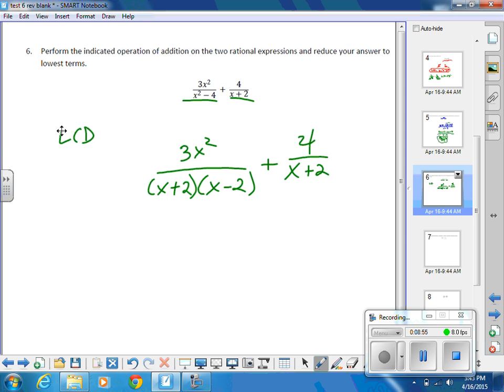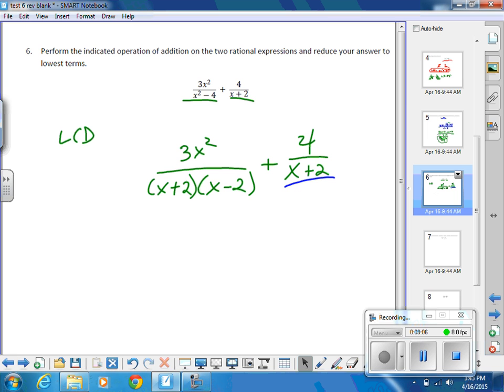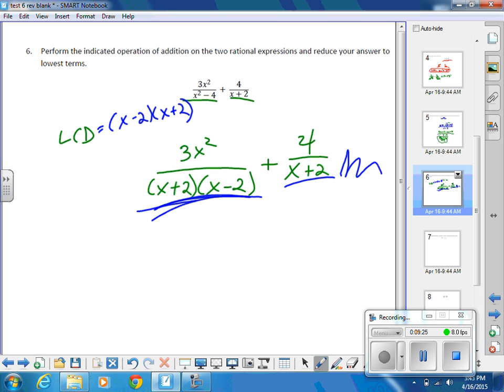Now we notice that this one, just like that previous one, that I showed you, you see how this had x and x squared, we took the bigger one, okay? So I'm looking here, this one has an x plus 2. This one has an x plus 2, but this one is missing the x minus 2. So your LCD is going to be the two of them together, x plus 2 times x minus 2. Now, here's the deal. This already has them both. I don't have to do anything to that fraction. Okay, but I am missing the x minus 2. So I will multiply the numerator and denominator by that. And then that will get me my new one.